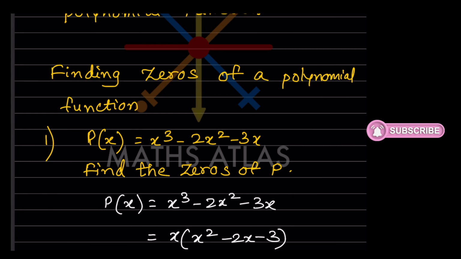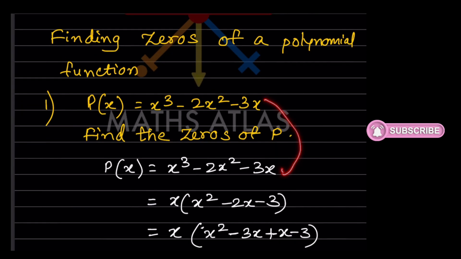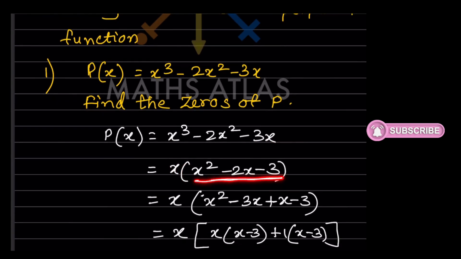Suppose this is a polynomial function given, p of x is x cubed minus 2x square minus 3x, and we have to find the zeros of this p. Now we can take the common factor first from here. Here the common is x, so what remains in the bracket is x square minus 2x minus 3. Now you can see this is a quadratic equation.